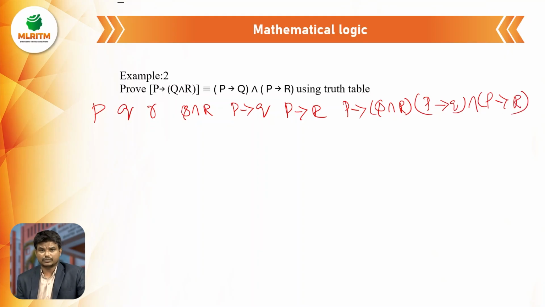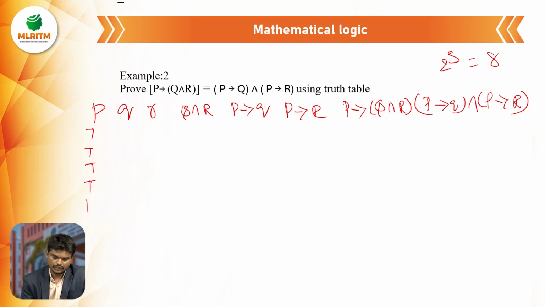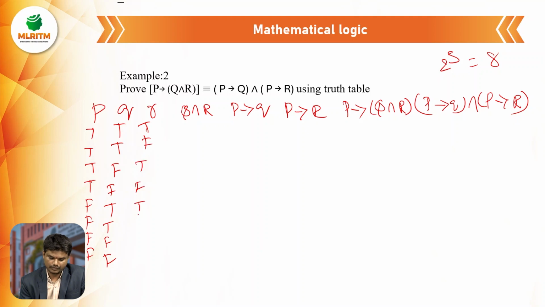So we have three propositions. We get 2 to the power of 3 cases, that is 8 cases. Here P: true, true, true, true, false, false, false, false; Q: true, true, false, false, true, true, false, false; R: true, false, true, false, true, false, true, false.